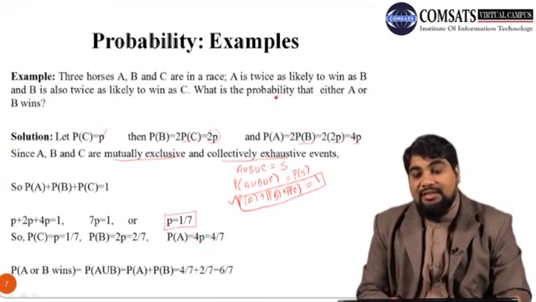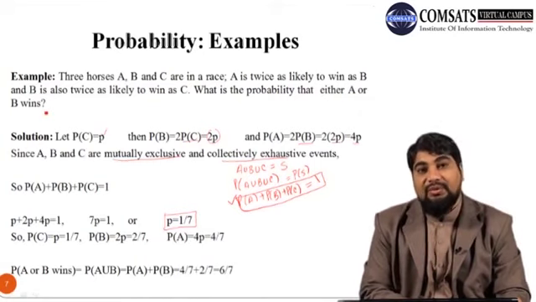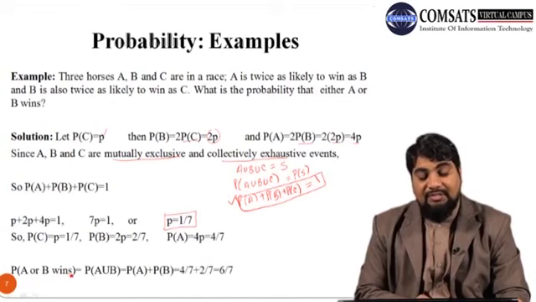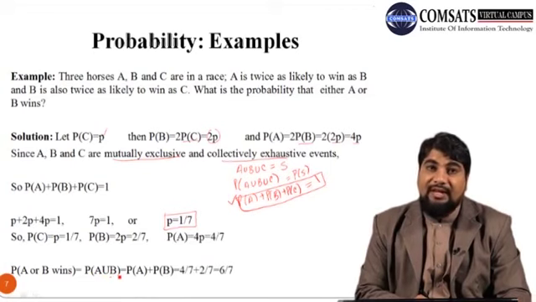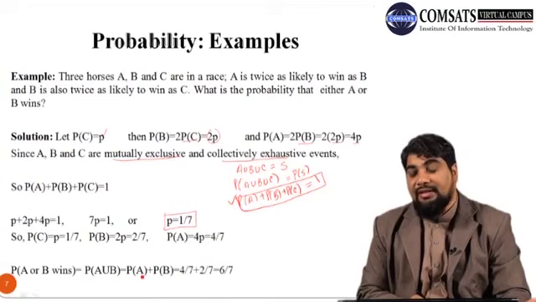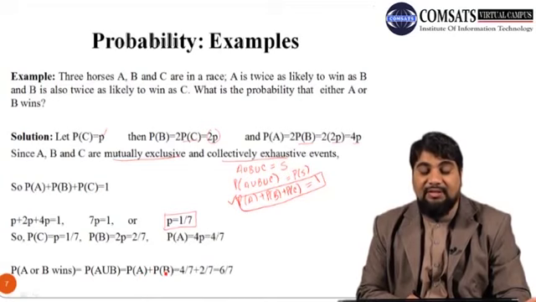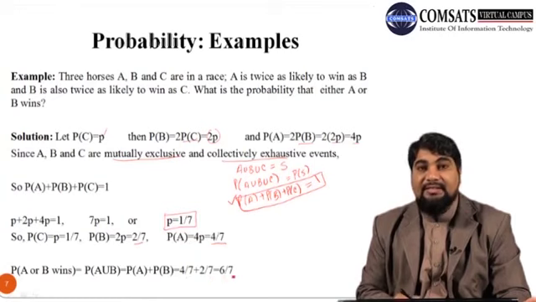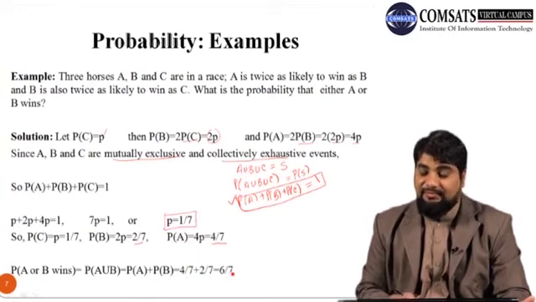Now the question is, what is the probability that either A or B wins? So A or B wins means probability of A union B. Since they are mutually exclusive, this is equal to probability of A plus probability of B. So probability of A is 4 by 7 and P of B is 2 over 7. So 4 by 7 plus 2 over 7 is 6 over 7.